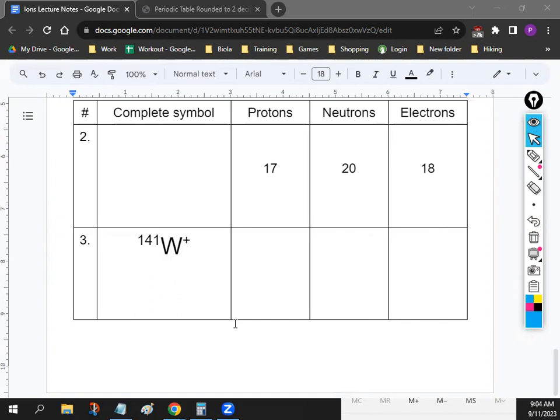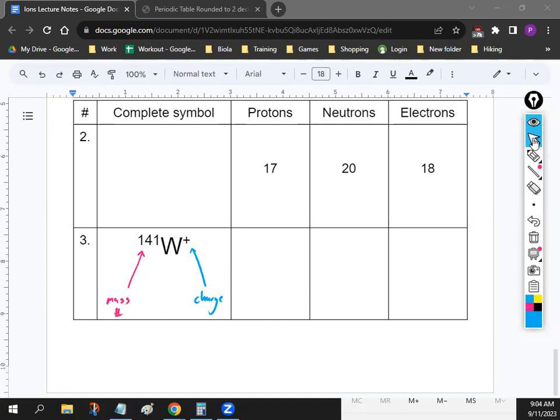I'll give you 4 minutes to try to fill out the entire table. Get as much done as you can. You can work with the person next to you. Just a reminder, this one is kind of combining what we learned last time and this time. The number on the top left is going to be your mass number, and the number on the top right is going to be your charge. So that's my little reminder for you guys.